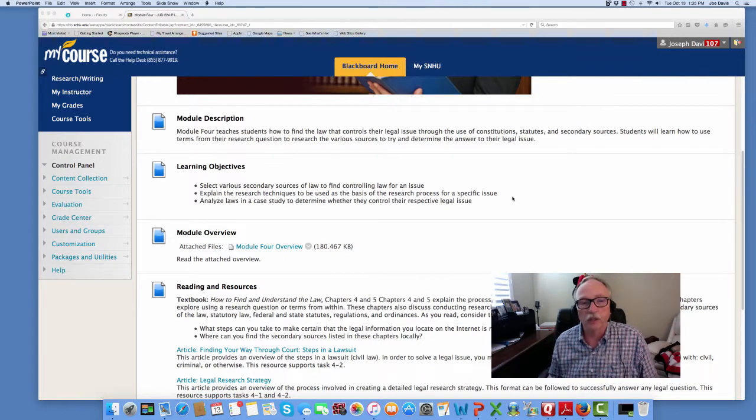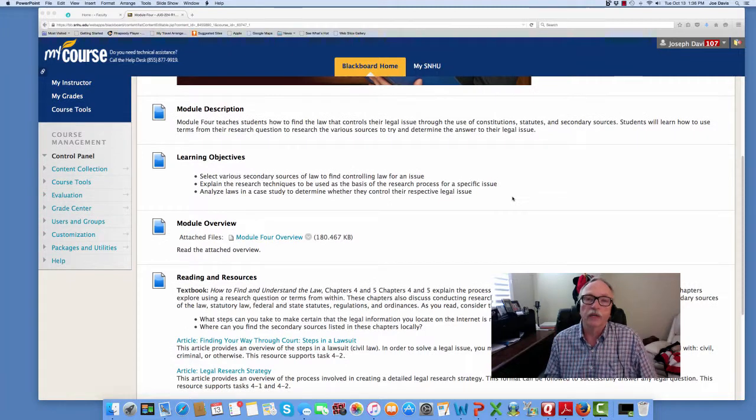Then analyze the laws in case study to determine whether they control the respective legal issues. And I think that's going to be a bit of a challenge for some of you because you picked issues that will require a great deal of review of case studies and secondary sources, and not statutory law, which is a little easier.